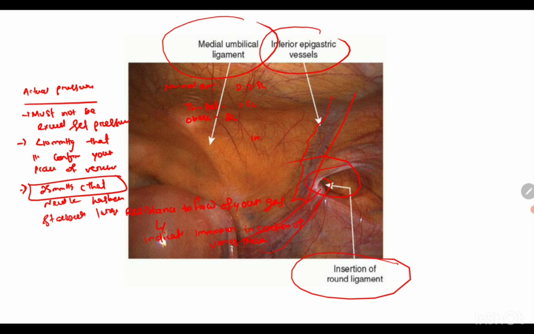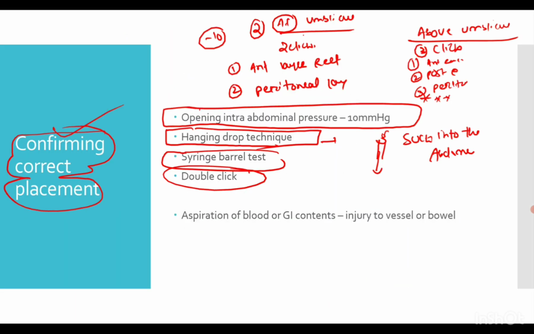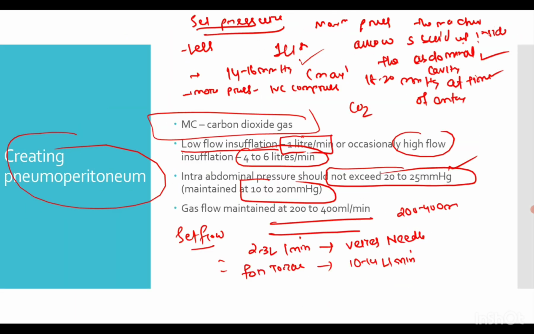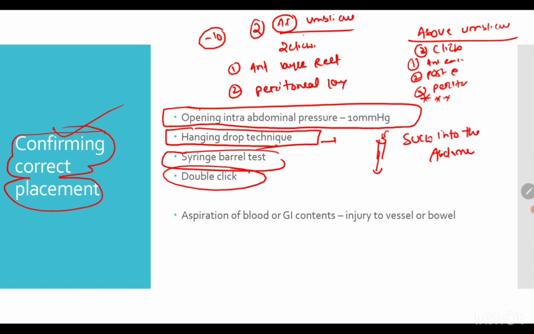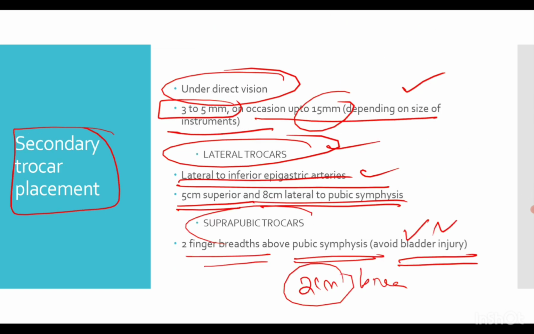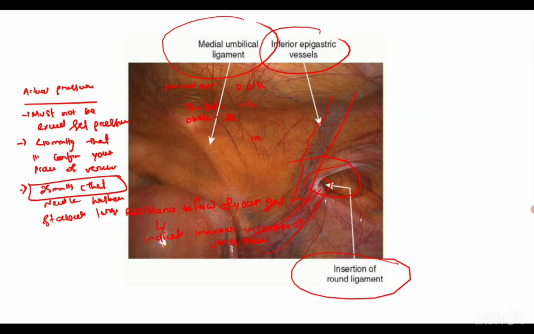I'll discuss the actual pressure and set pressures. The set pressure should usually be 10 to 14 mmHg. The maximum pressure the machine will allow to insert into the abdominal cavity is 14 to 16 mmHg; maximum is 18 to 20, and it should not be more than 25, as it will cause compression. The set flow is 2 to 3 liters for the Veress needle, 10 to 40 liters for trocars. The actual pressure should not exceed the set pressure. If the actual pressure exceeds 20, that will cause a compression effect.